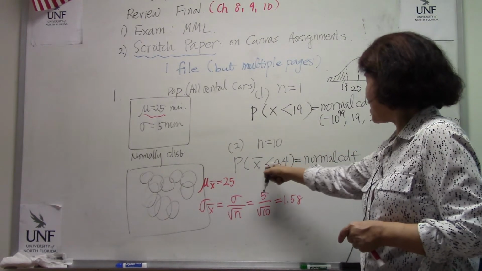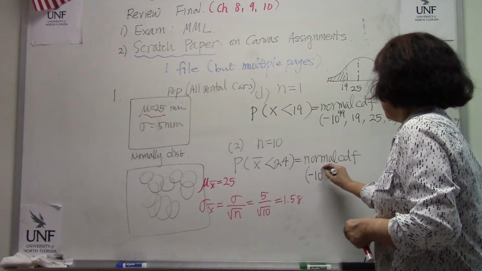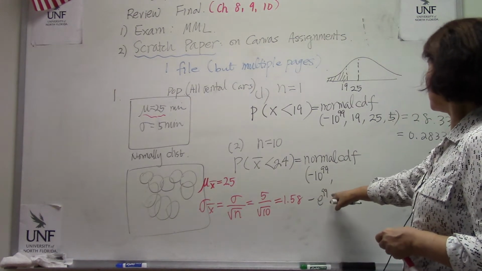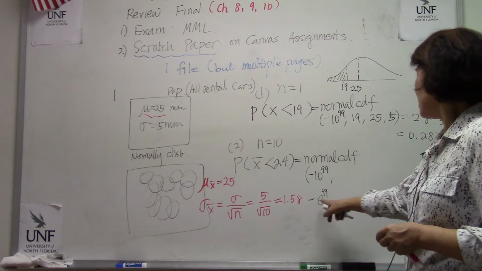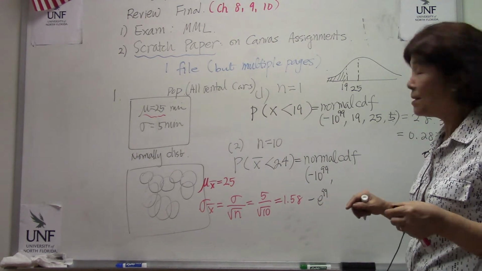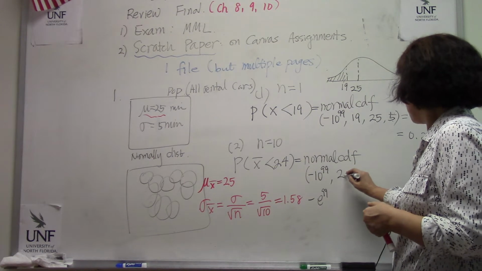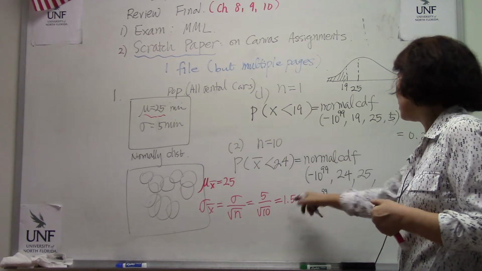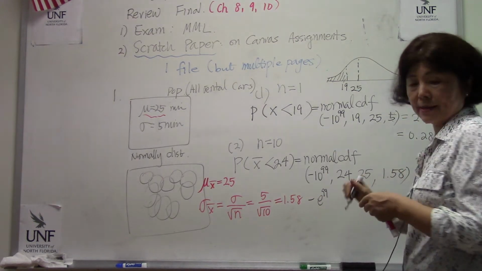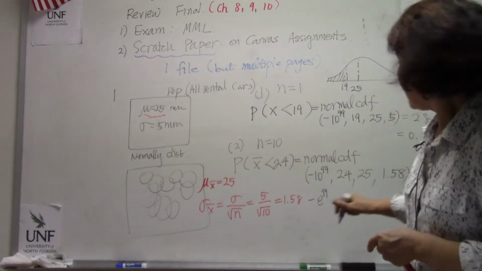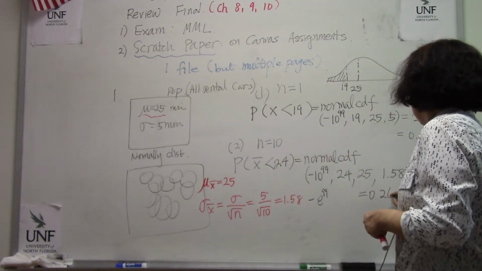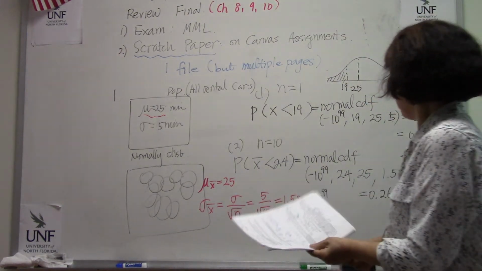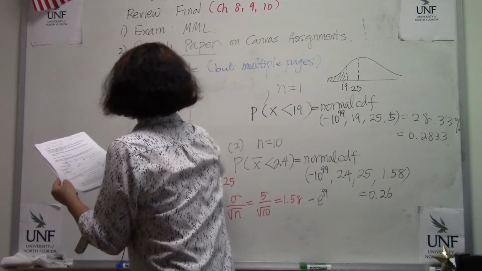As you do this again, we are going to use normal CDF. This is less than 24, so same as before. By the way, you can use e to the negative 99 or e to the 99 power, it doesn't matter, but to type e you have to use the second key, so why not do this? Okay, upper is 24, mu is 25, and the sigma has to change to 1.58. Once you do that, the probability is 0.26, about 26%. Okay, now number 2.